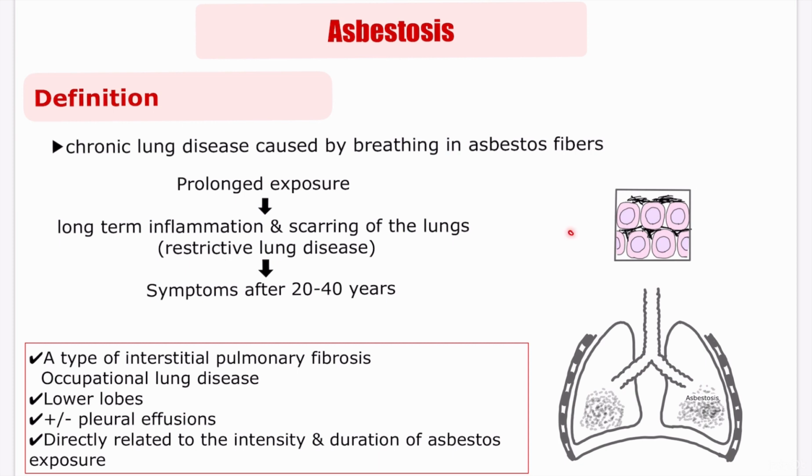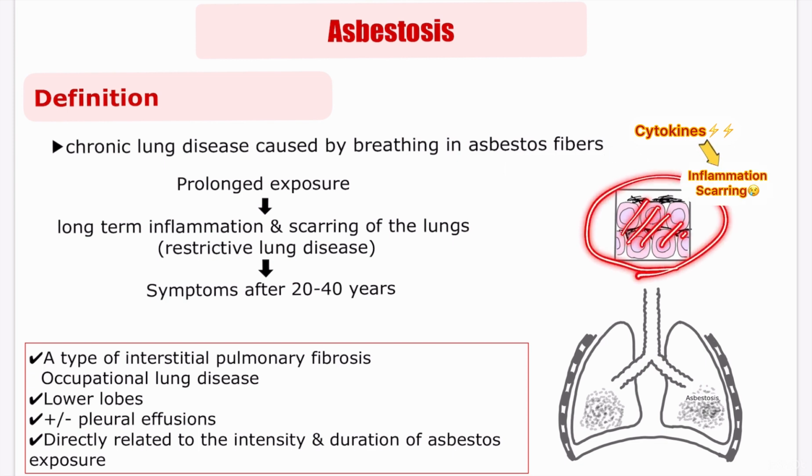So what happens when you inhale asbestos? The alveolar macrophages in your lungs try to engulf the asbestos fibers, and then they release cytokines and other chemicals, thus causing inflammation and scarring in your lung tissues.